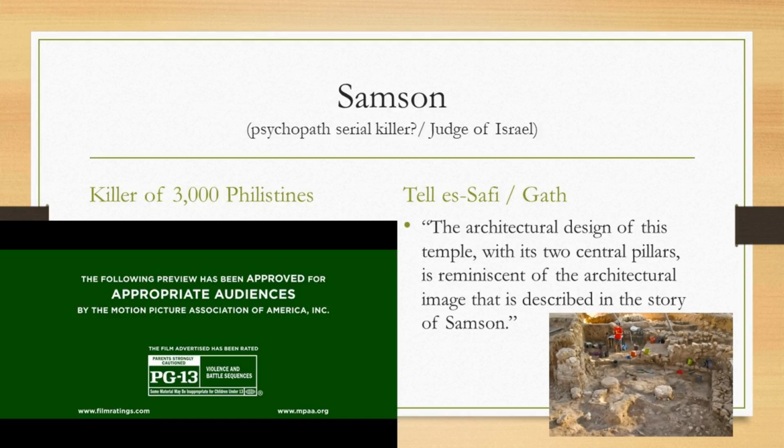Now, I want to be clear about something, so you're not confused here: this is not the temple that is spoken of in the book of Judges, because this is in the region of Gath, which is not where the record says that Samson had this happen. But the archaeologists do say that it's interesting that the architectural design of this temple with its two central pillars is reminiscent of the architectural image that is described in the well-known biblical story of Samson and the Philistines, when Samson knocks down the temple by standing between the pillars and pushing them down. So, just leave that as it is.